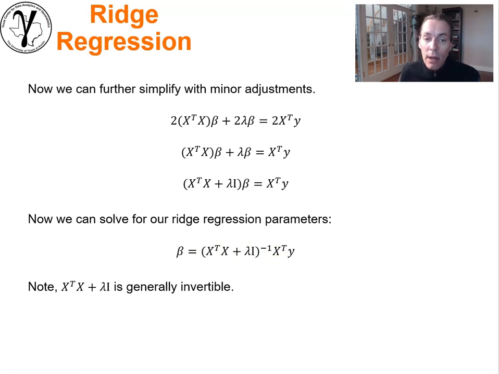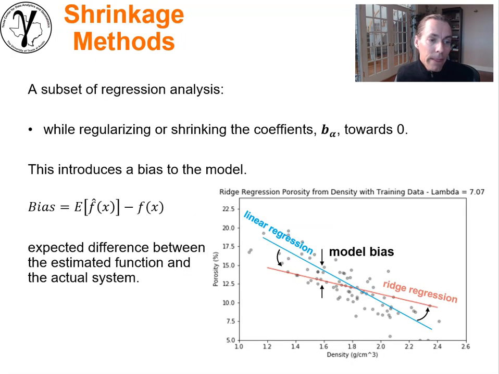So we've just shown how we have a closed form solution in matrix notation for the ridge regression beta parameters that we're going to use in our model. Let's give some thought to what we're actually doing to our model. While we're applying the lambda coefficient, how are we adjusting or altering the model? While regularizing, or shrinking, the coefficients, the beta alphas 1 through m, towards 0, we're in fact introducing a bias to the model. We're making a sacrifice.